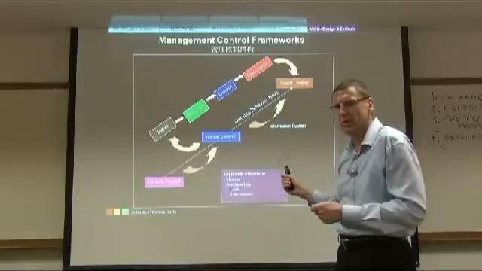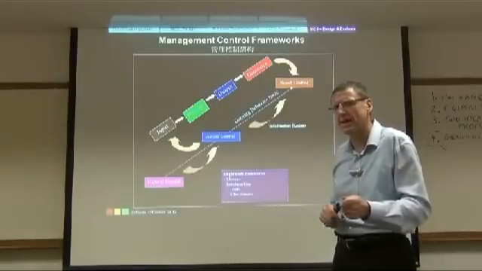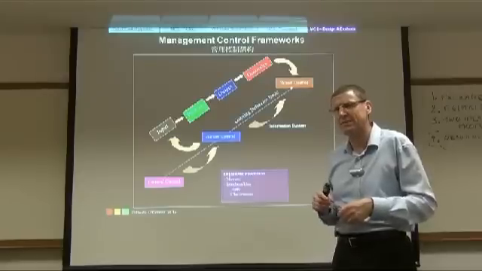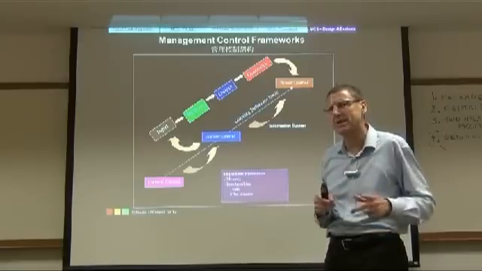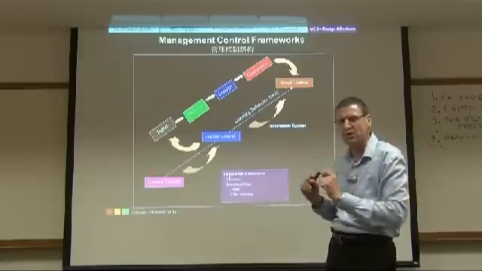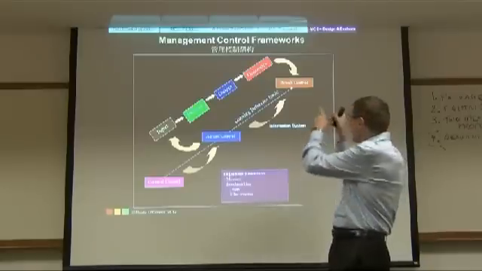The sequence of control matters. The tightness of control matters. In the end, it's very hard to put everything in at once. So you've got to start somewhere. And what we're saying here is you're always going to start with culture, then action, and then result control.